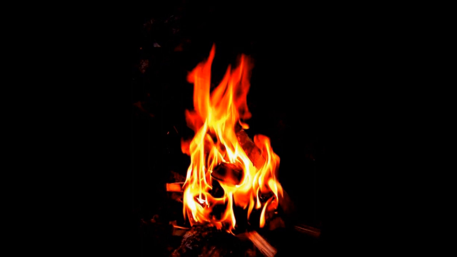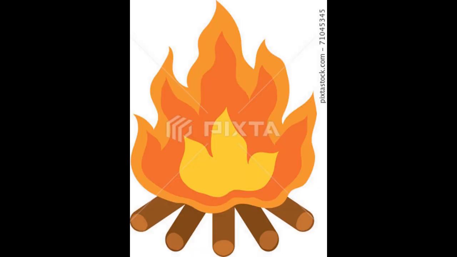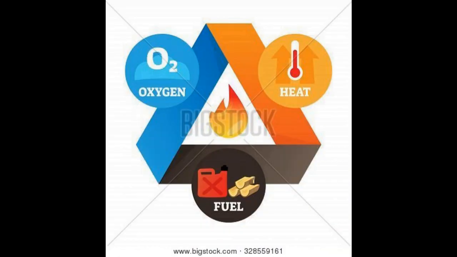Before knowing about combustion, do we all know how fire is formed? Yes, we all know how fire is formed, right? We know the basic requirements of fire, but actually we need three important chemical substances to make fire. They are oxygen, heat and fuel. When these three combine together, we get fire. This chemical process is called combustion.